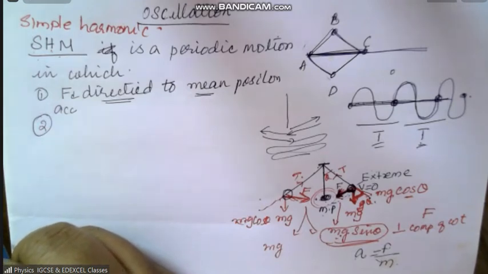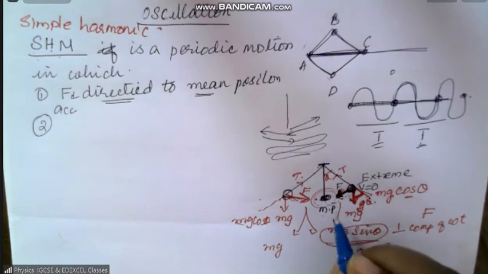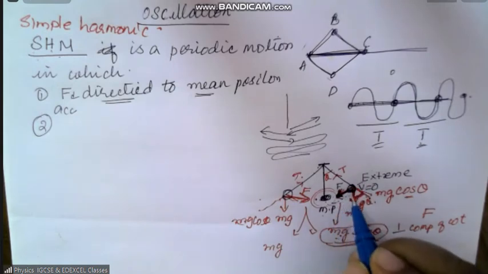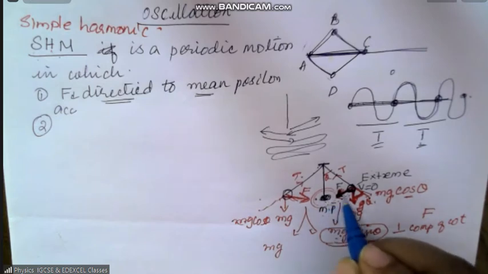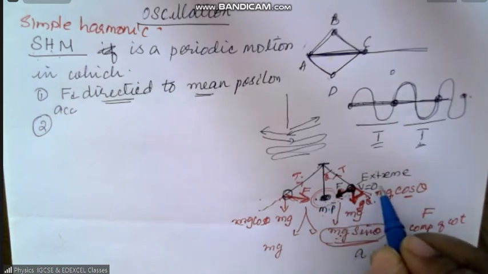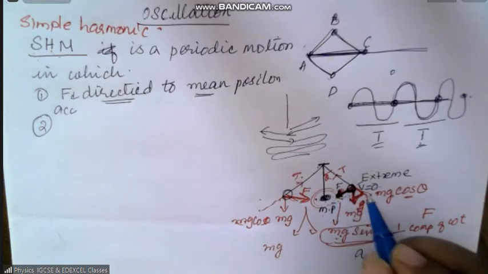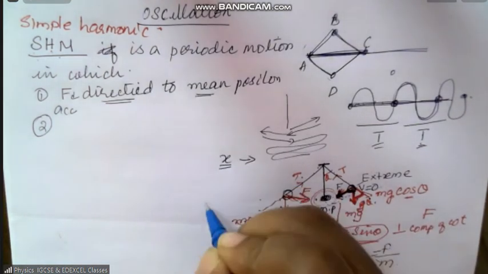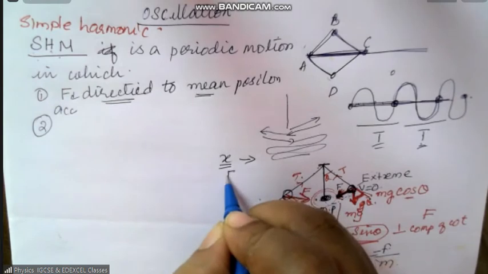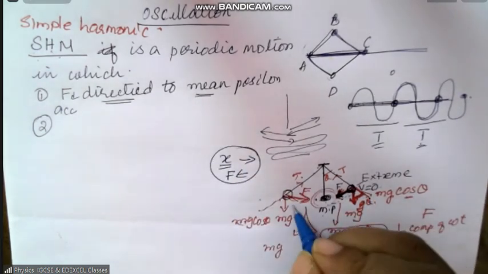Okay, the acceleration, all right, one more thing. Here, this was the mean position. You moved it to the right, the force is to the left, right? That means you moved it to the right, so the displacement x was to the right, and the force is to the left in this case.